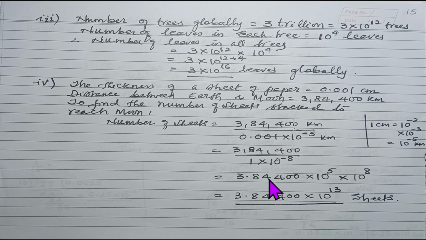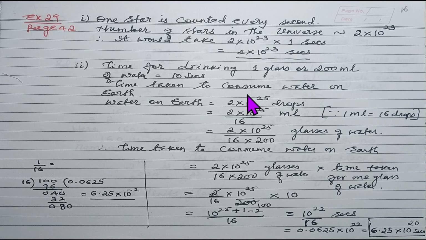Then we get 3.84, because I have to write it in standard form. 3.84400 into 10 raised to 5, because there are 5 places after the decimal point, so the decimal point is placed after 5 places. Therefore it is 10 raised to 5 into 10 raised to minus 8, which becomes plus 8, because 1 by a raised to minus n is equal to a raised to n, so 10 raised to 8. So adding, we get 3.84400 into 10 raised to 13 sheets. So that many sheets have to be stacked to reach from Earth to Moon. That is the answer for that.